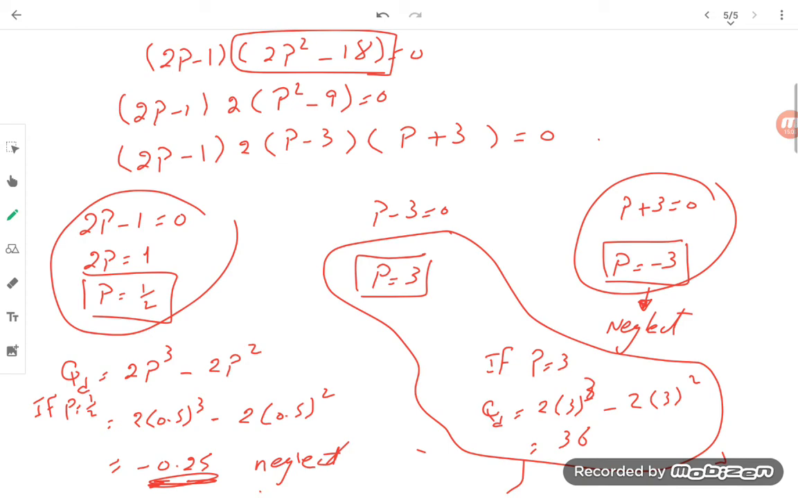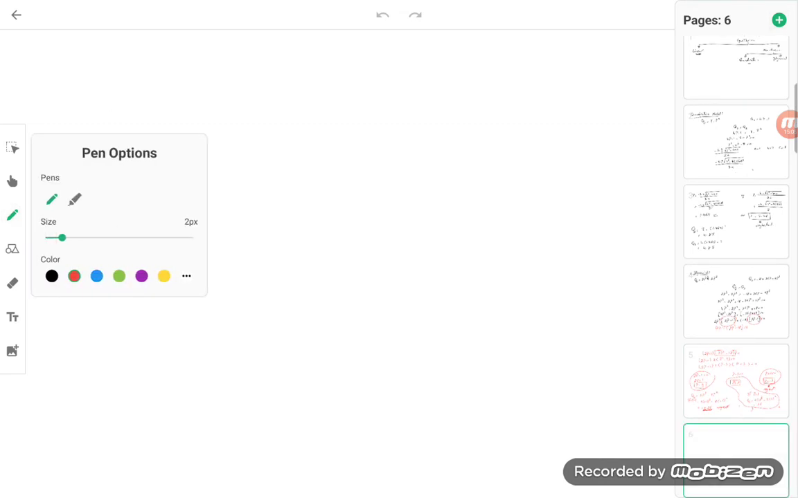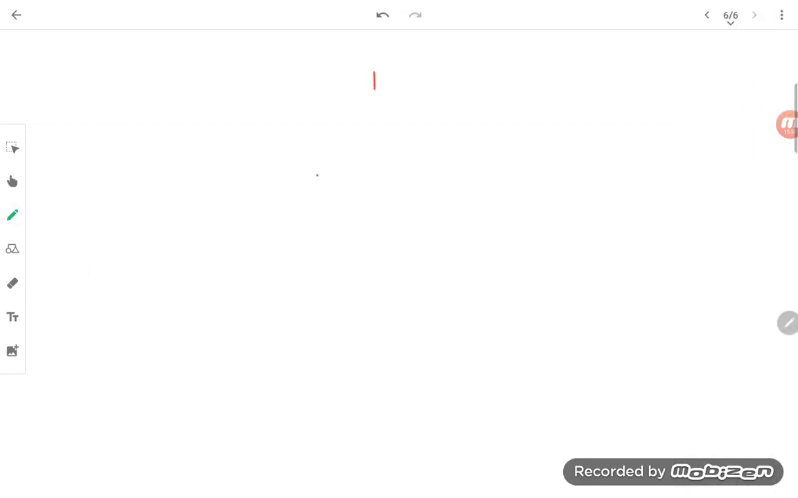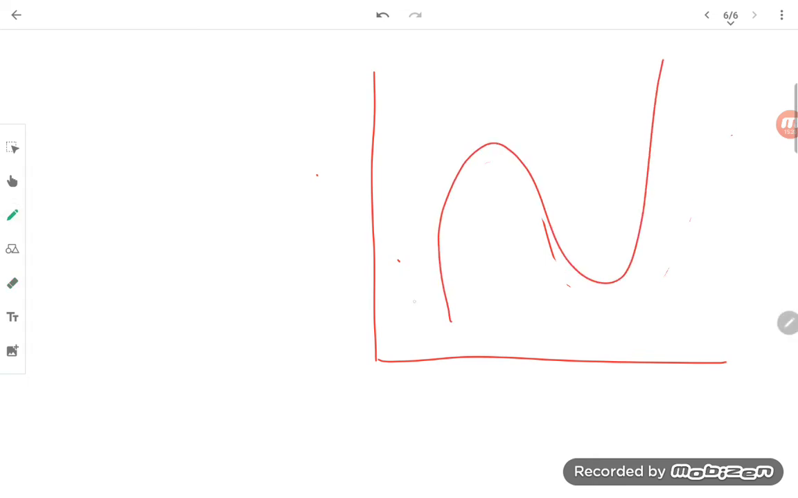What is the polynomial case? Polynomial case is just like drawing a graph like this one. This is the quantity and the price. This is supply and this is demand curve.